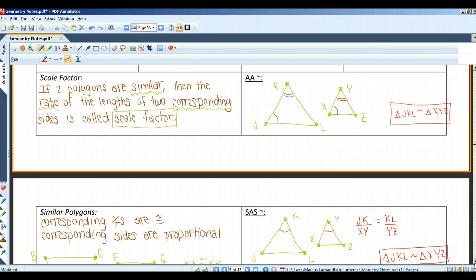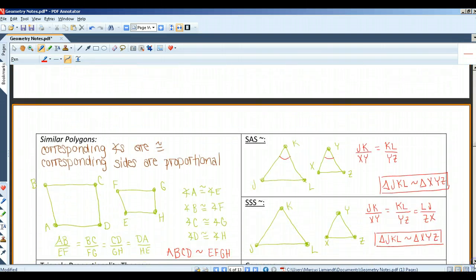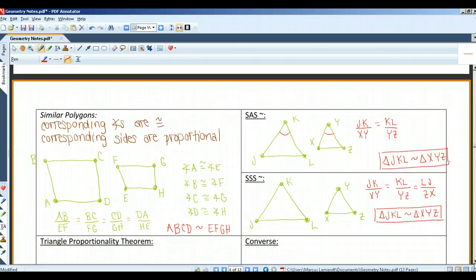Also, let me scroll down a bit. If an angle in one triangle is congruent to an angle in a second triangle, and the lengths of the sides including these angles, remember including means the angle is in between those sides, are proportional, then the triangles are similar. And lastly, if all the corresponding side lengths of two triangles are proportional, then the triangles are similar.